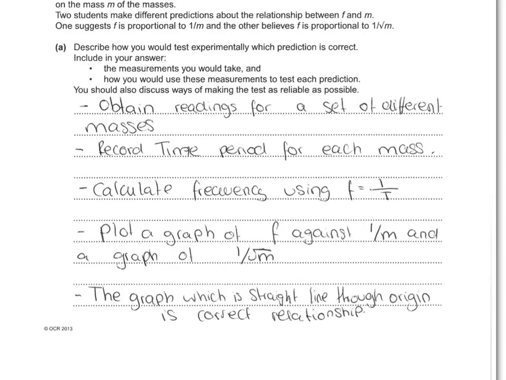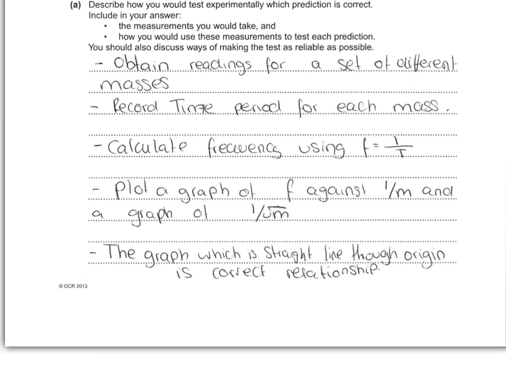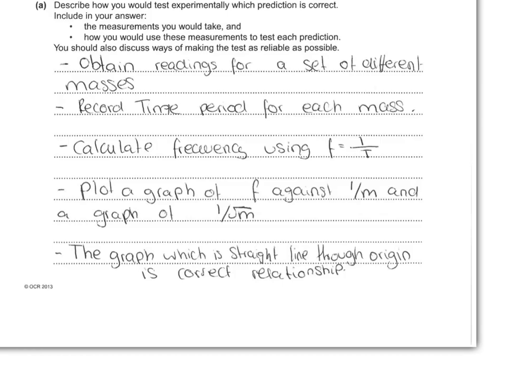You'd start off by obtaining readings for a set of different masses and then record the time period for each mass. You'd calculate the frequency using 1 over T and then plot graphs of F against 1 over M and F against 1 over the square root of M. The graph which is a straight line through the origin is the correct one.